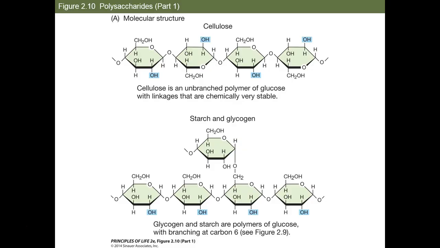Why does it matter if polysaccharides are branched or unbranched? On this slide we have several polysaccharides, which are made of glucose. Cellulose on the top is unbranched, has chemically stable links. Cellulose is an important structural polysaccharide found in plants, where it's found within the cell walls. Starch and glycogen, which are both made of glucose as well, have different degrees of branching and are both readily used as energy sources, where cellulose is not used as an energy source.